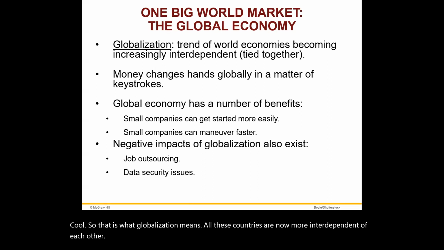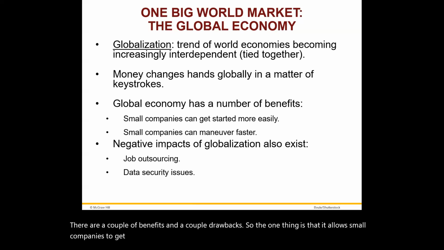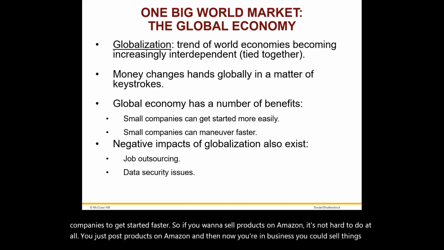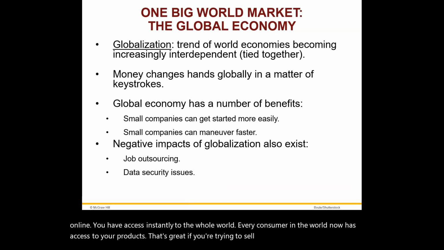There are a couple benefits and a couple drawbacks. So the one thing is that it allows small companies to get started faster. So if you want to sell products on Amazon, it's not hard to do at all. You just post products on Amazon, and then now you're a business. You could sell things online. You have access instantly to the whole world. Every consumer in the world now has access to your products. That's great if you're trying to sell things.